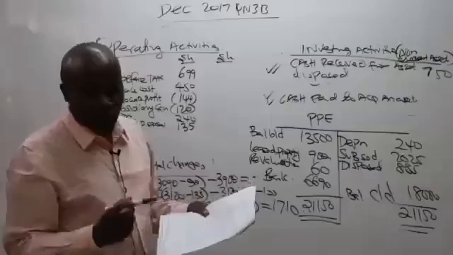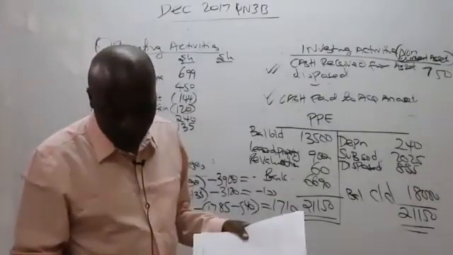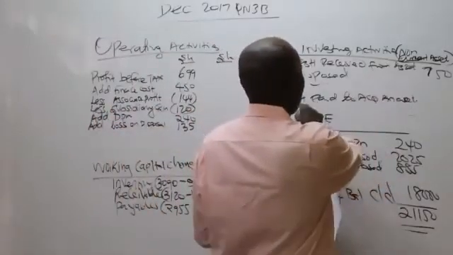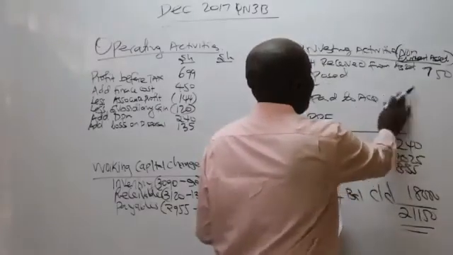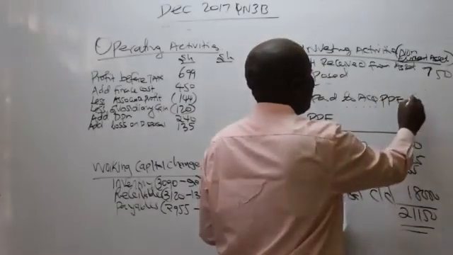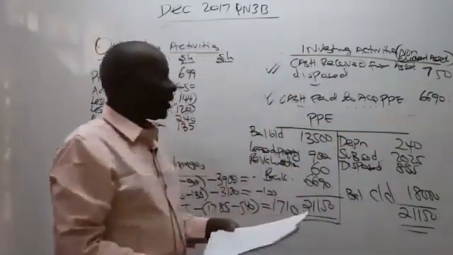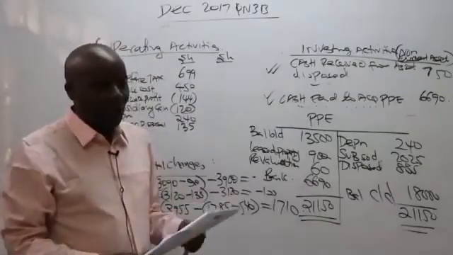So in this case, ladies and gentlemen, what I want you to write there is cash paid to acquire assets, to acquire PPE. They say it's 66 what here? 6690. Acquisition of PPE.